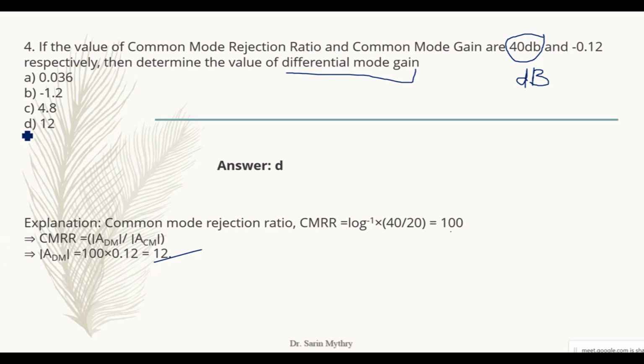So always keep in your mind, learn the formula. Formulas are so very important. Learn the formula and then apply it. If you want to convert any kind of gain into dB, apply the logarithm. Apply the logarithm for that one, and that particular value will be converted into dB. So now your answer D is the correct one.